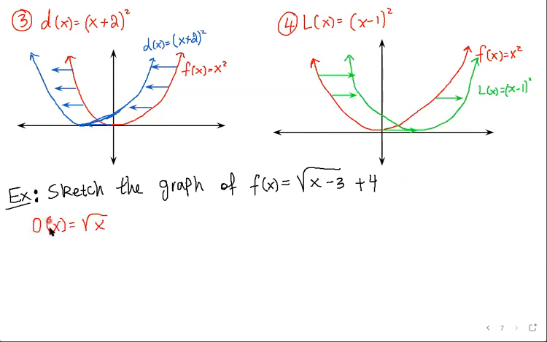So my original function is the square root of x. This is the first step. Second step, we have to shift it inside the function. Square root of x minus 3, the minus 3 is inside the function. And if it's inside, we have to shift horizontally, right or left. Because it's minus 3, we have to shift it to the right 3 units. We finish this step. Now we go to this step. Plus 4 means we have to shift it 4 units up.